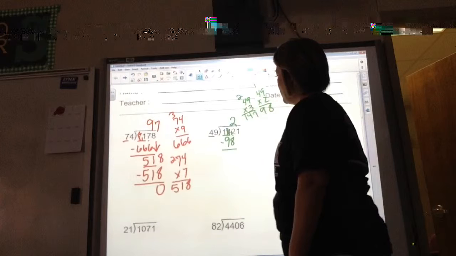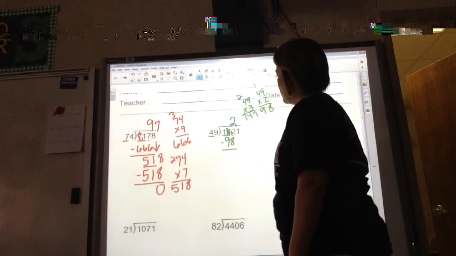Now let's move on to this problem. I'm going to divide 4,406 by 82. Underline my 8, underline 44, and put a dot under my 0. Remember that dot is just there to help you know where you're going to start your quotient. Alright, I'm back. Had to take a drink of water.